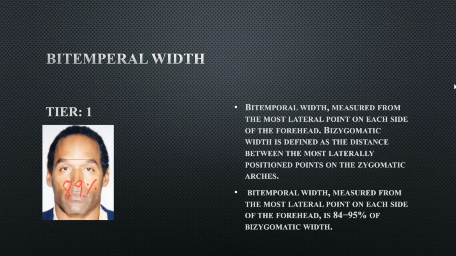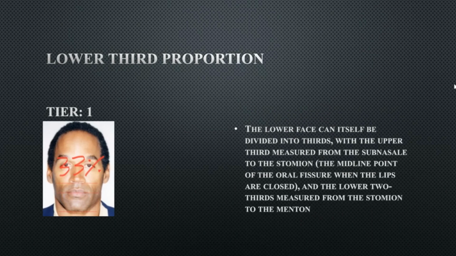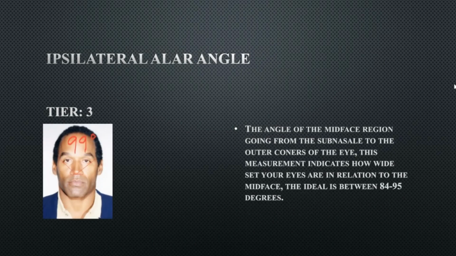His bitemporal width, so going from the widest part of his forehead to the cheekbones, should be around 84 to 95%, and he is in between there at 89%, so this is ideal. So he does have a good forehead width. His lower third proportion is supposed to be at 33%, and it is exactly at 33%, so it is perfectly distributed overall, so that is ideal.